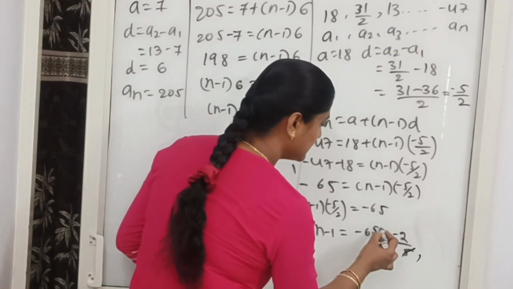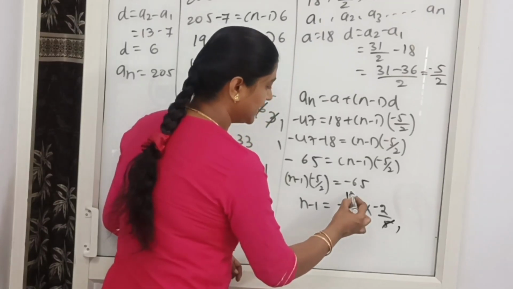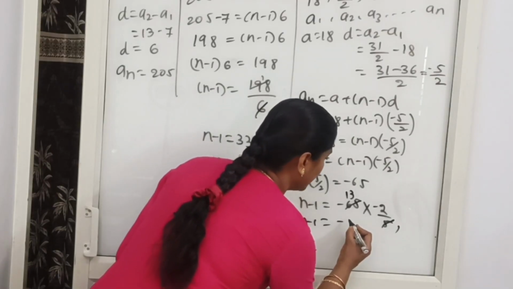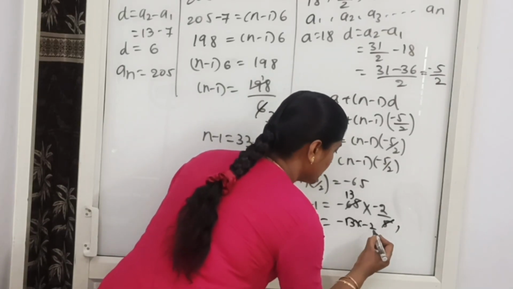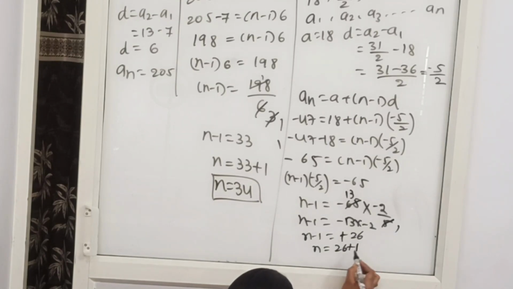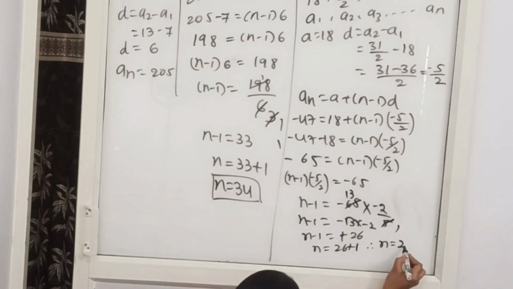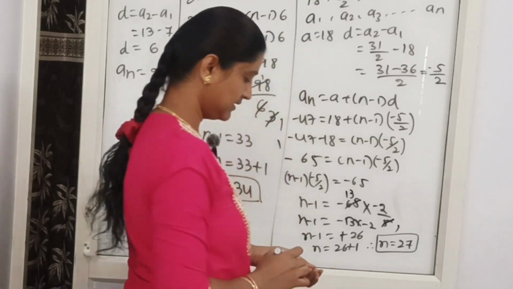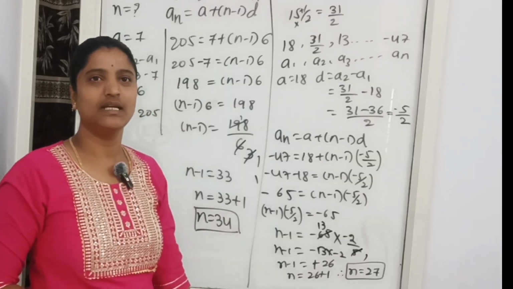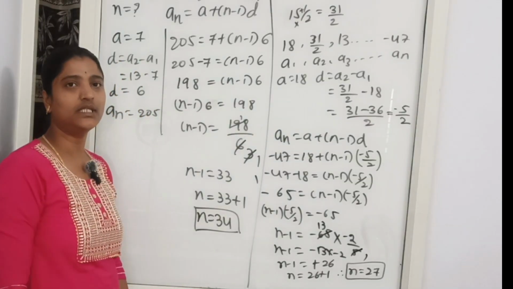So now 5 ones are 5 and 5 3s are 15. N minus 1 is equal to minus 13 into minus 2, and N minus 1 is equal to minus into minus plus 13 2s are 26, and N is equal to 26 plus 1, which is nothing but N is equal to 27. Clear? Here the number of terms is 27. So this is the fifth question.